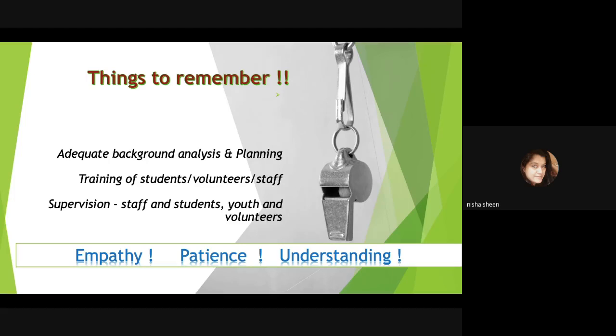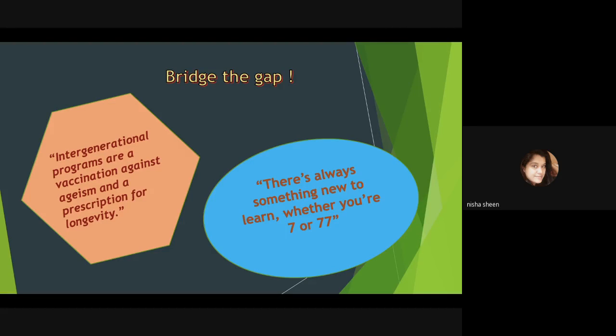As I come to the close of this webinar, I would like to take you to this image which quotes, and it's interesting, intergenerational programs are a vaccination against ageism and a prescription for longevity. There's always something new to learn, whether you are 7 or 77. So, to reiterate at this point, healthy aging can delay and minimize the severity of chronic diseases and disabilities in later life, promoting well-being.